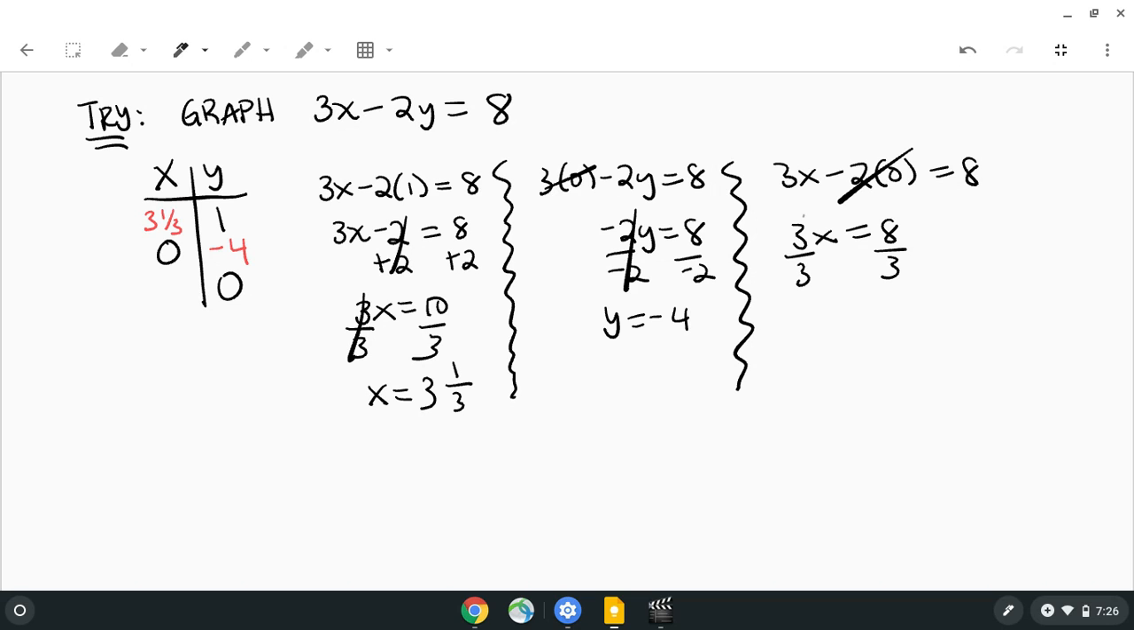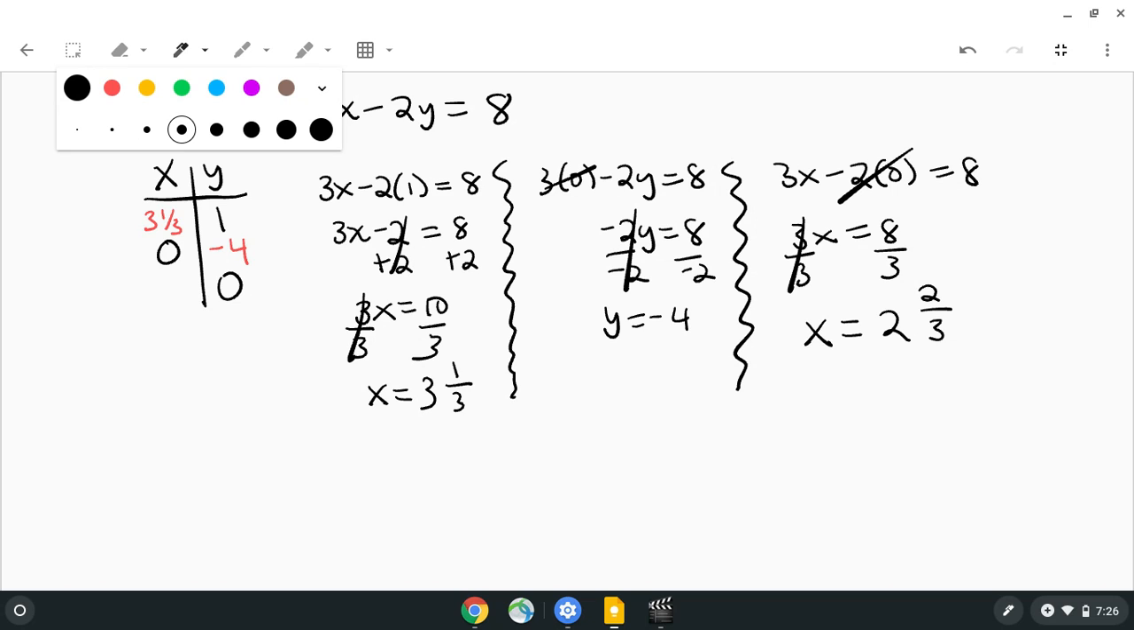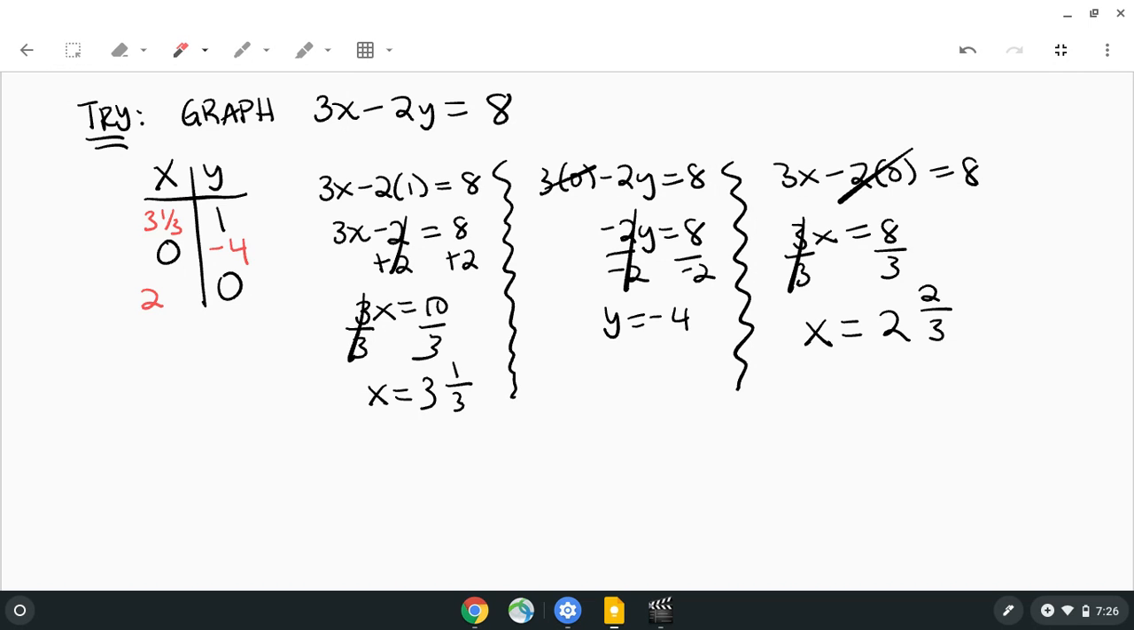And you should get x equals, again, I'm going to turn this into a mixed number. Okay, 3 goes into 8 twice. That's 6. So I have a remainder of 2, and the denominator stays the same. Okay, so here for my last point, I get 2 and 2 thirds.